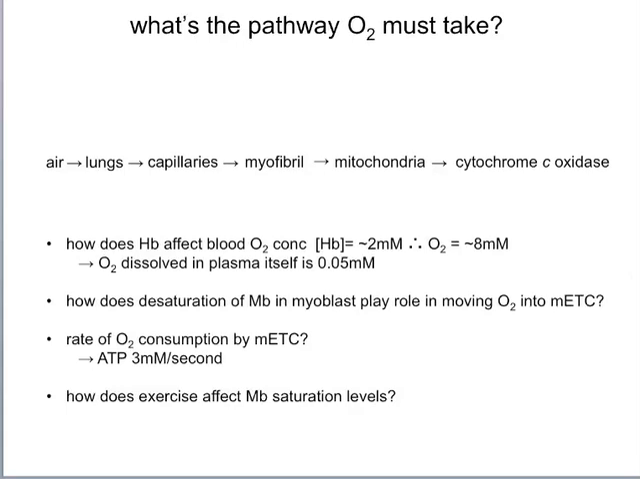So I want to make that clear to you. There's a point of hemoglobin in the blood, and that is to maximize the amount of oxygen that we can carry to the tissues, well in excess of that which we could dissolve in the solution itself.